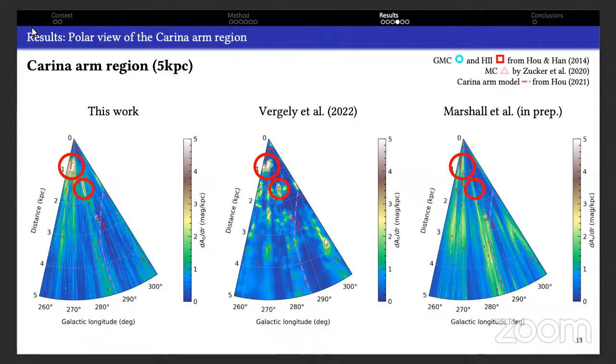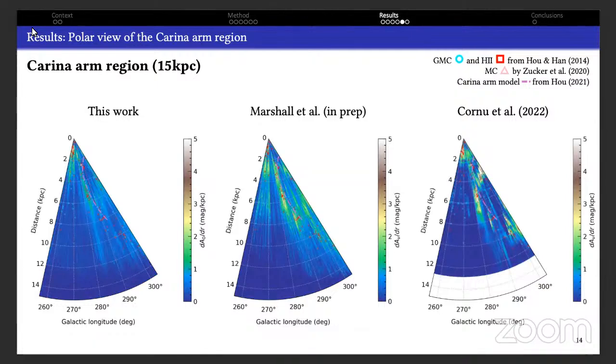And the striking thing is that compared to the work of Marshall et al., it seems that we better constrain this structure at short distances. However, we have some differences. For instance, this region here that we do not detect in our map. So that's the differences. The map from Vergely et al. that has a very good resolution is only limited to 5 kiloparsecs. But our method can push to further distances.